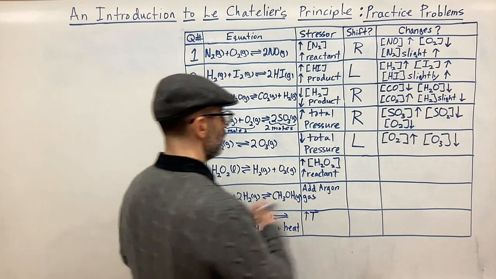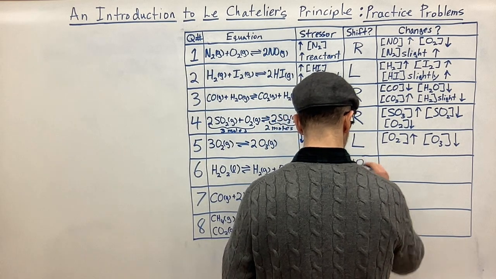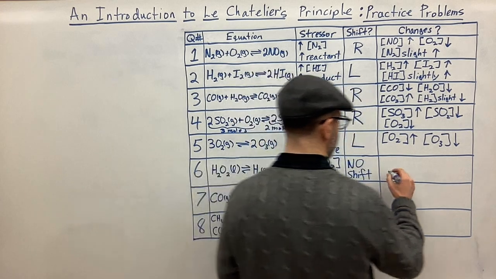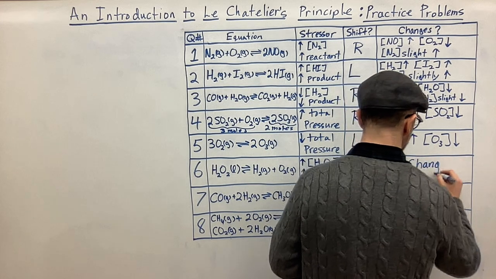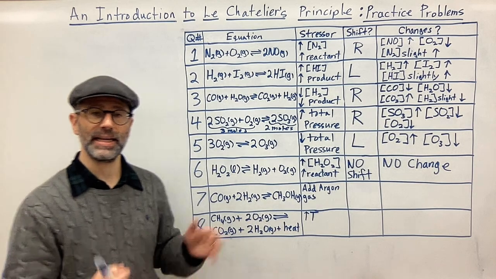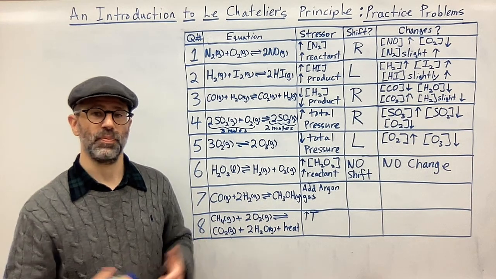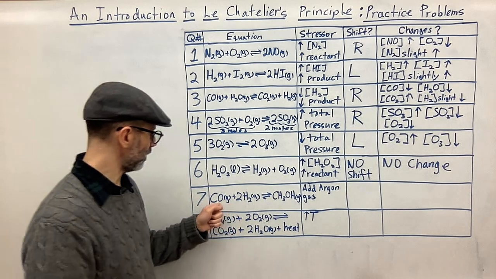So here, there's no shift. And therefore, there's no change in the amounts that we have. There's no change in the concentrations of what we have. So that's number 6. What about number 7?